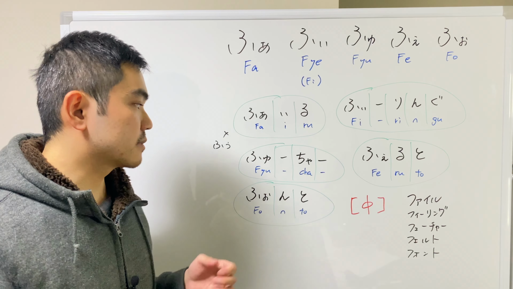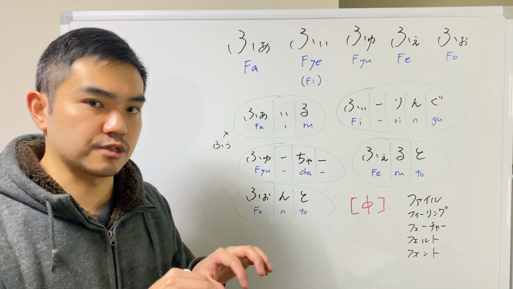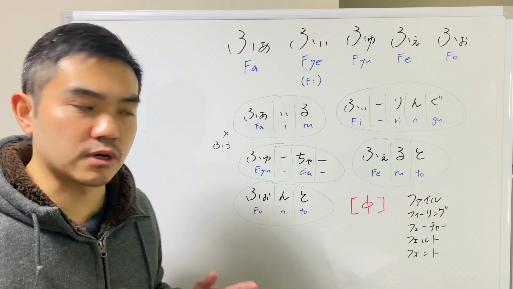And this one, future means future or feature. And this one, feruto means felt. I felt, you felt, or material felt. And this one, フォント means font. When you type on a computer and you choose font, that's font.